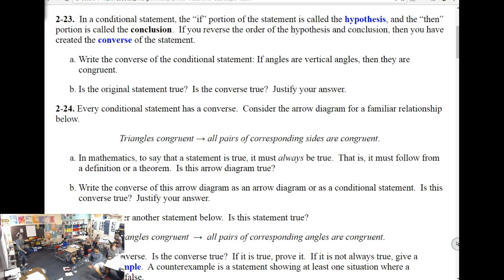Okay, so the other thing about converses is this is how we check if a definition is good, right? If it's like complete. Hey Thomas, can you do this? Thank you very much. So if we think of the statement, if angles are vertical, then they are congruent, is the converse of that true? No, right? Because if angles are congruent, then they are vertical. That's saying like any set of congruent angles have to be vertical. That's not true. That would be a weird square.